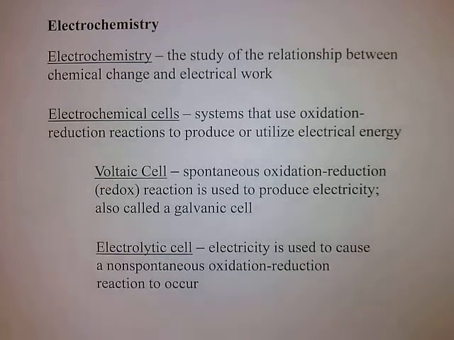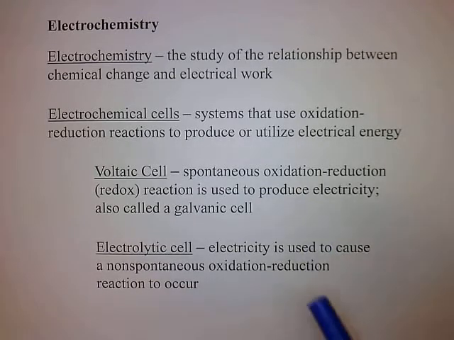So in this video, we're going to start talking about electrochemistry. So what is electrochemistry? It's the study of the relationship between chemical change and electrical work. Okay? And so electrochemical cells are systems that use oxidation reduction reactions to produce or utilize electrical energy.